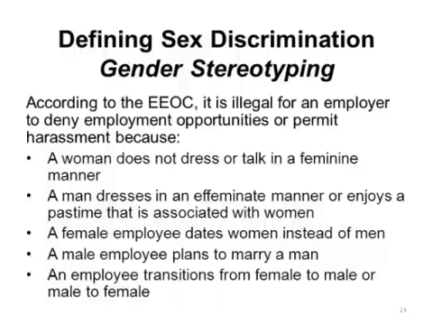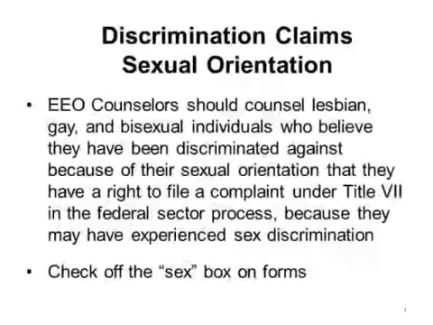A woman who does not dress or talk in a feminine manner, a man who dresses in an unmasculine manner, a female employee dating women instead of men, a male employee who plans to marry a man. Those are the type of things that definitely fall under gender stereotyping and are prohibited under Title VII sex discrimination.